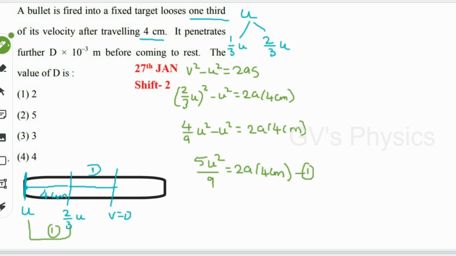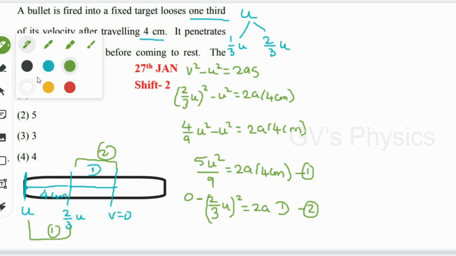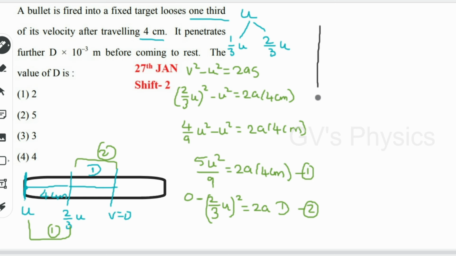And we'll take the second equation. This is the initial velocity, which is 2/3 u, and the final velocity goes to 0, and the distance d we have to find. So the final velocity 0 square minus the initial velocity 2/3 u the whole square is equal to 2a. In the place of distance we can substitute d. If you take the square, 2 square will be 4, so 4u square, and in the place of 3 square we can substitute 9, is equal to 2a into d. This is equation number 2.